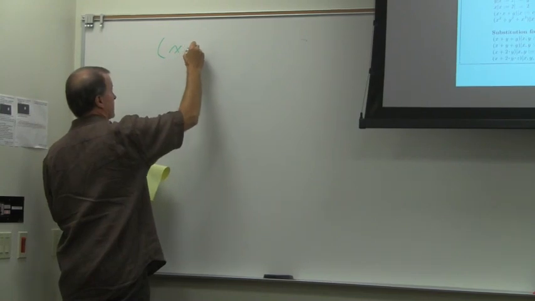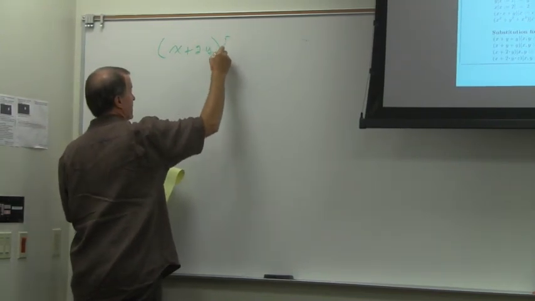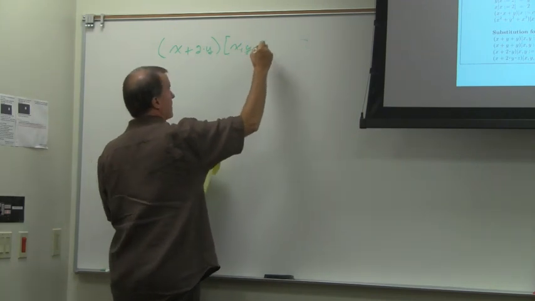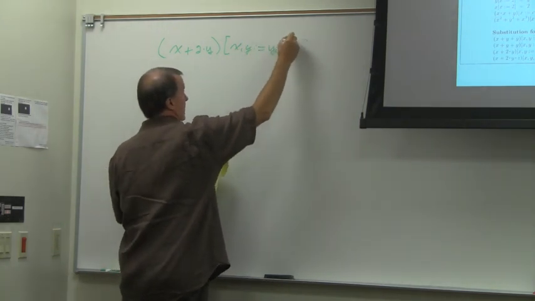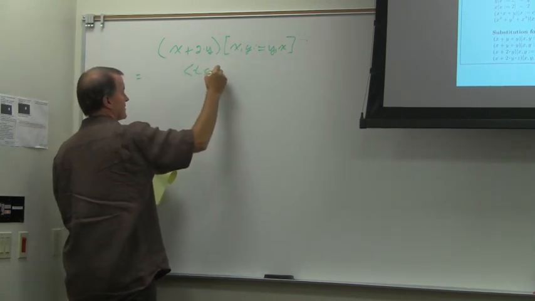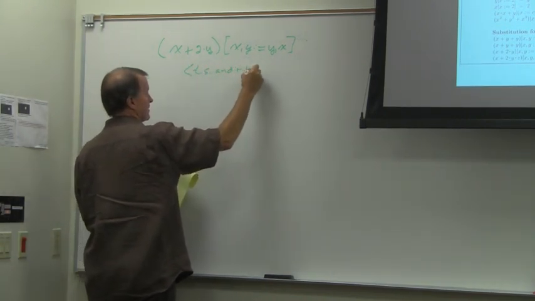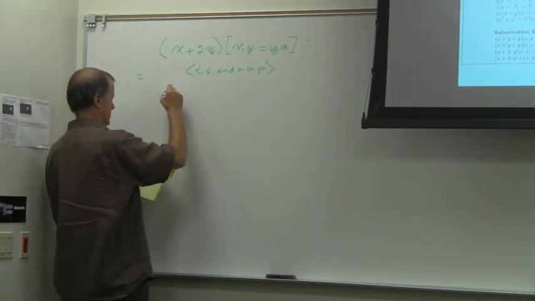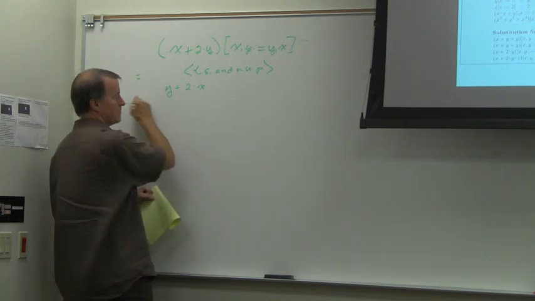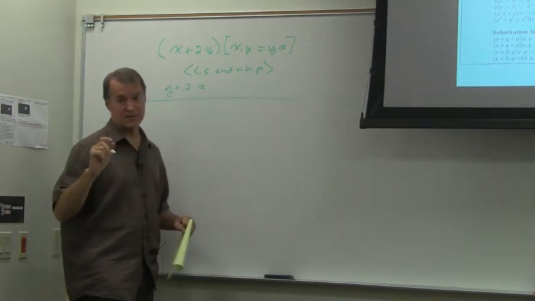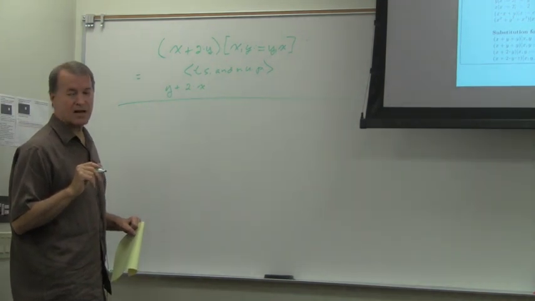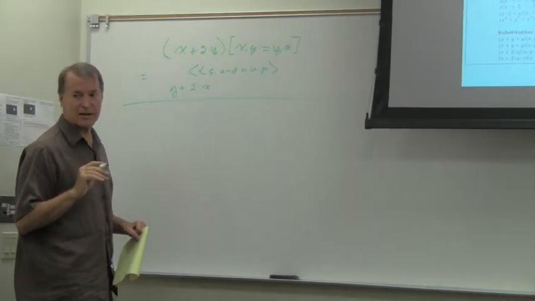x plus 2 times y, textual substitution: x, y replaced by y, x. So this is equal, by textual substitution, to y plus 2 times x. Now watch this. It's going to happen that you have things not happen simultaneously. It might happen that way.